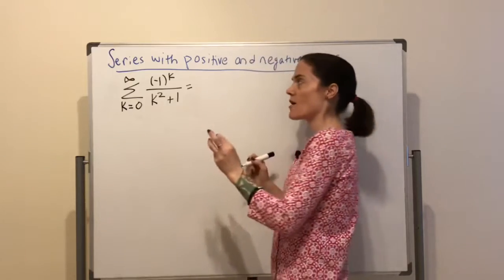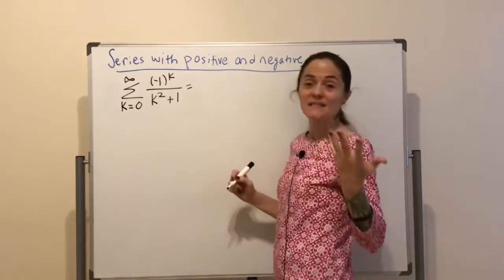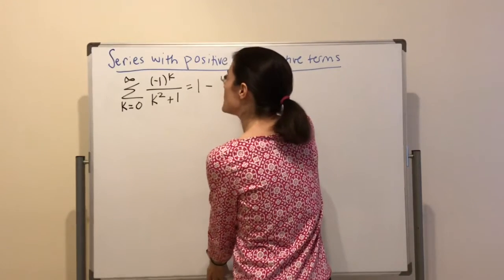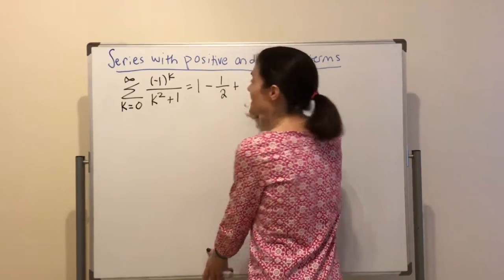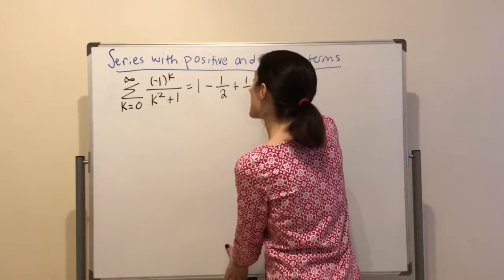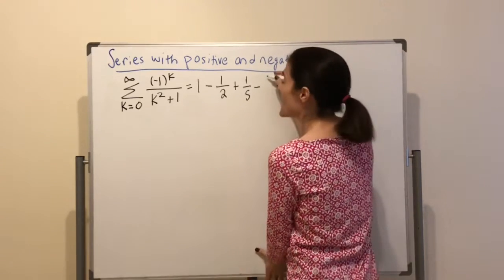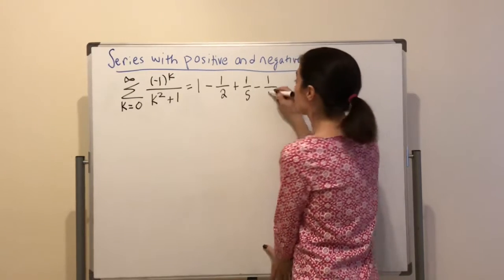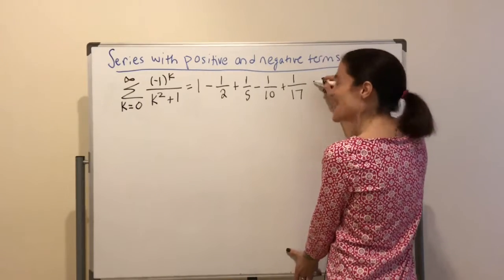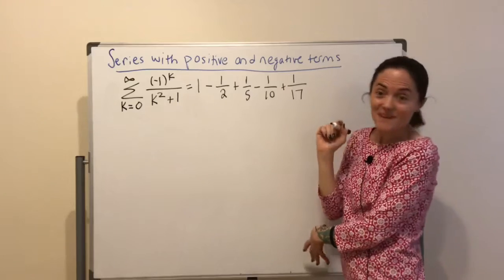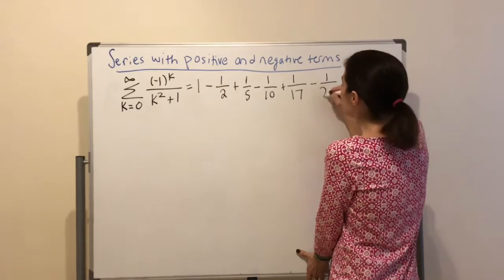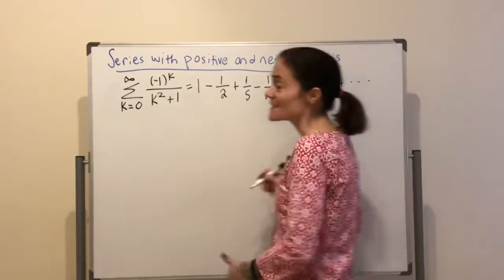When k equals 0, minus 1 to the 0 is 1 over 1, so we have 1. And then when k equals 1, it's a negative 1 over 2. When k equals 2, it's positive, we have 1 over 5. When k equals 3, we have a negative again, and then it's over 10. When k equals 4, it's positive, we get 1 over 17. The next one, k equals 5, maybe this will be the last one I write. This is negative again, 1 over 5 squared plus 1, 26. And then this continues like this.